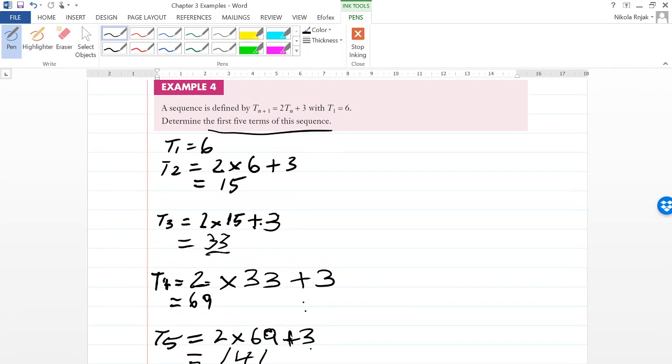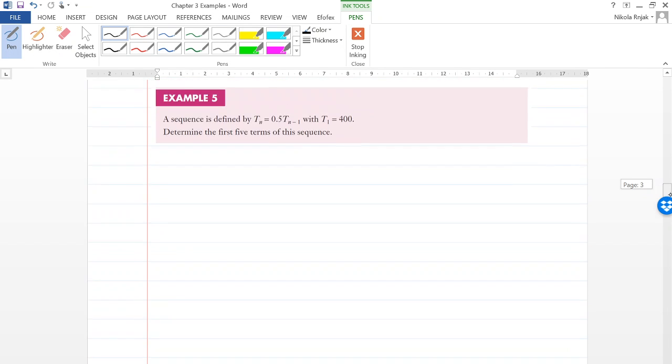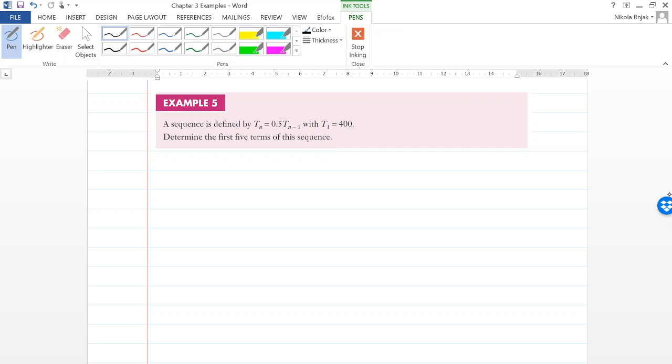Okay, let's look at example 5. Example 5. A sequence is defined by t of n is equal to 0.5 multiplied by t of n take 1 with t1 equal to 400. So now this is expressed in a different way to example 4, okay? So technically it means the current term is equal to 0.5 times the previous term, okay?